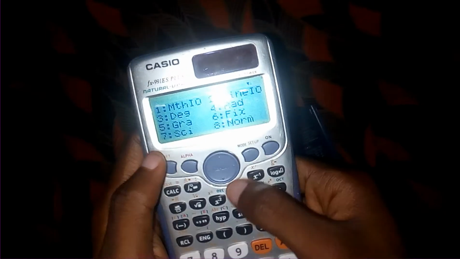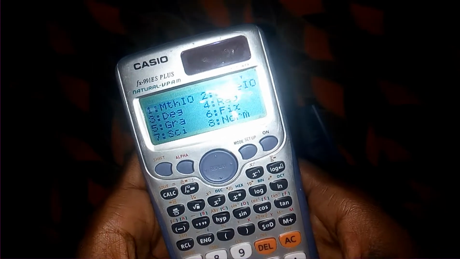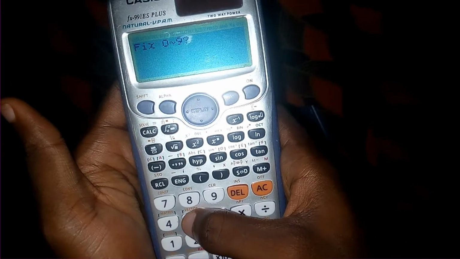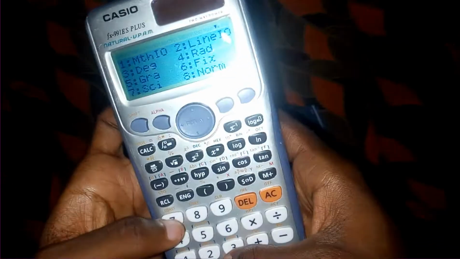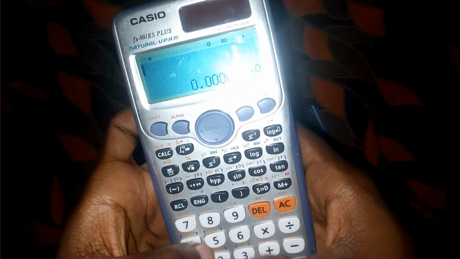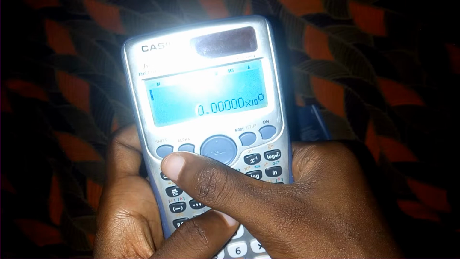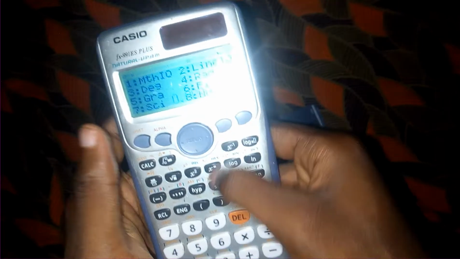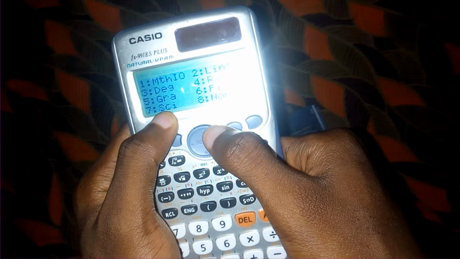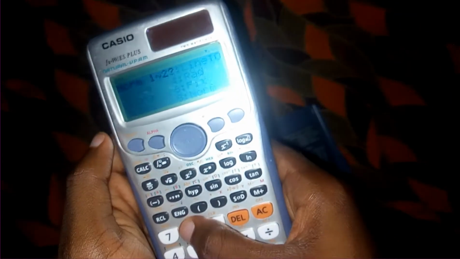Then I go to the next one. The fix is the number of decimal places, so let's press 5. Your answer will always be in 5 decimal places. Then the scientific, 6, that will be 6 significant figures. Significant figures are different from decimal places. So 7 is significant figures, 6 is decimal places, and then you have 8, norm.